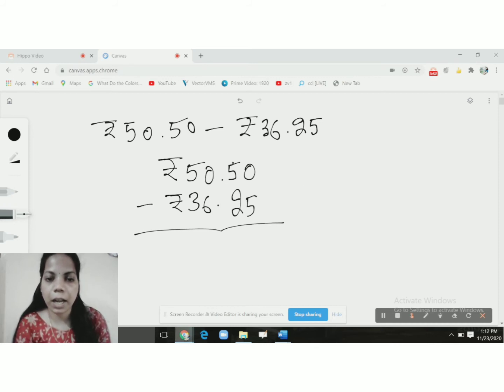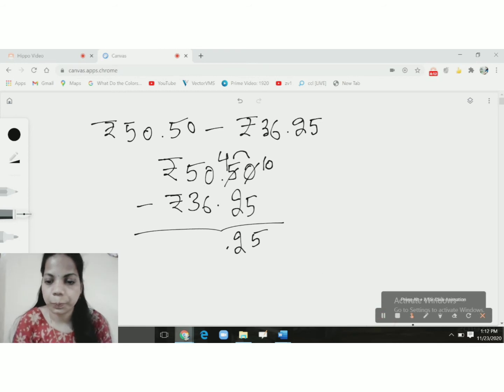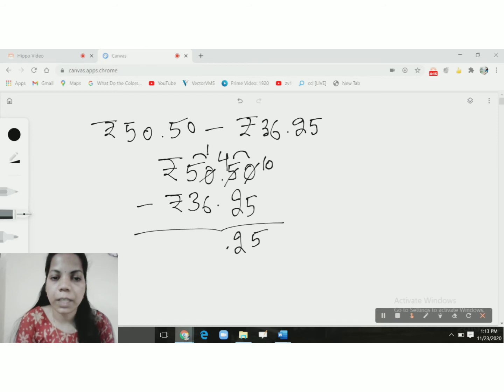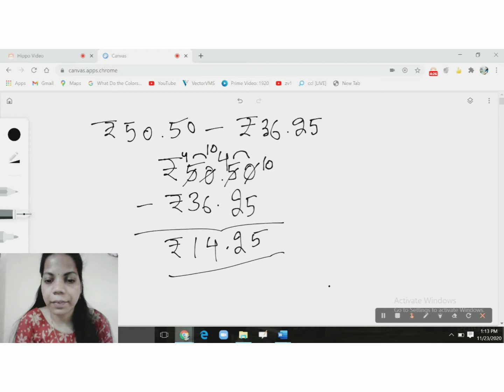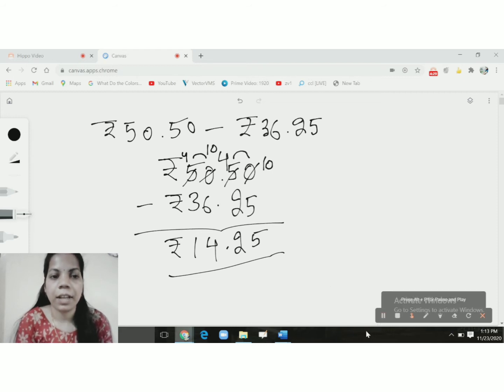So 0 minus 5 we can't do, so we have to take borrow. So 0 becomes 10, 5 becomes 4. 10 minus 5, 5. 4 minus 2, 2. Very good. Now 0 minus 6 we can't do, so we have to take borrow. 0 becomes 10 and 5 becomes 4. So 10 minus 6 is 4. 4 minus 3 is 1. So 14 rupees 25 paise is the answer. In this way we have to subtract money.